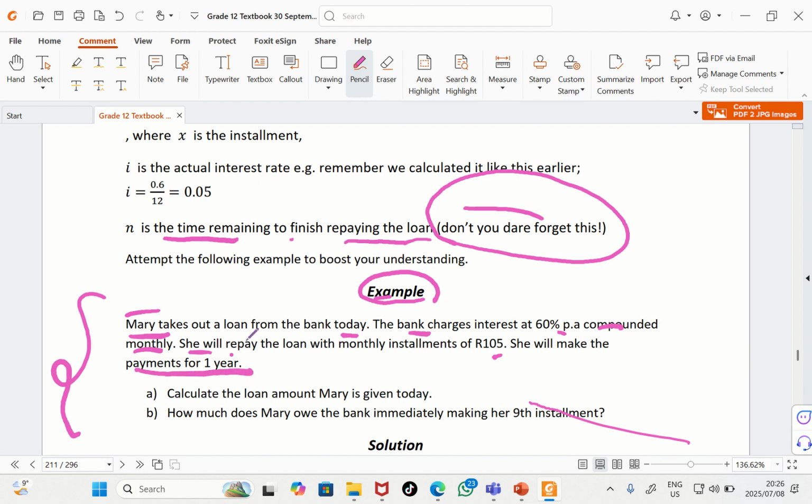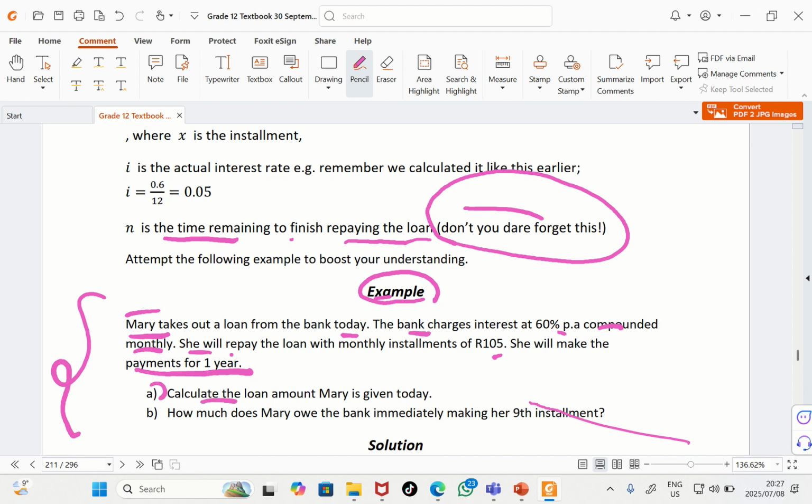So Mary goes to the bank today. Assume that today is the 1st of January, 2025, and she takes out a loan. Then she's going to repay the loan in monthly installments of 105 for a year. So essentially, she's going to make 12 payments of 105 over the year. Calculate the loan amount Mary is given today.